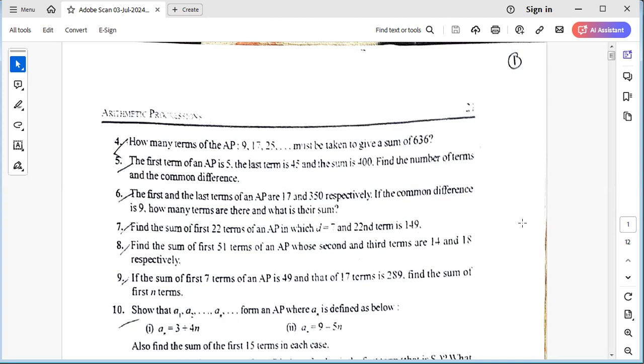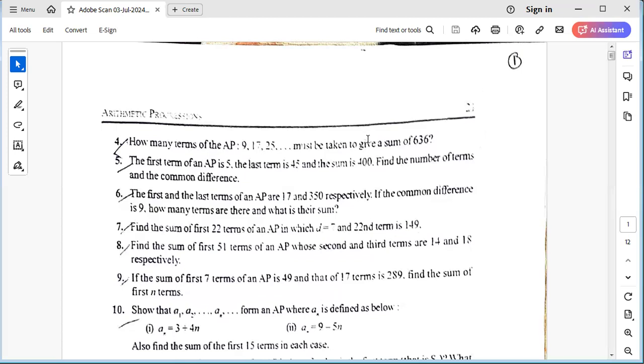And now, in this session, I am solving the problems from 4 onwards of the same exercise 1.3.